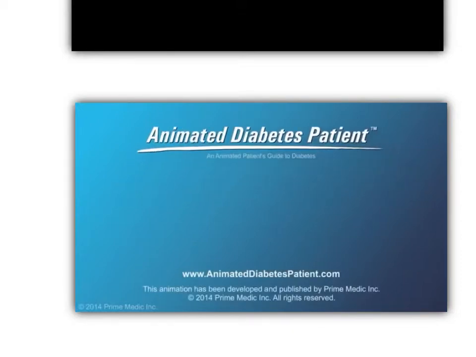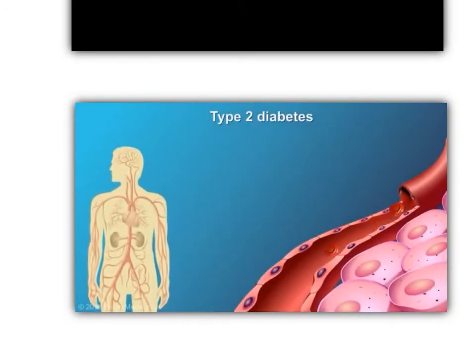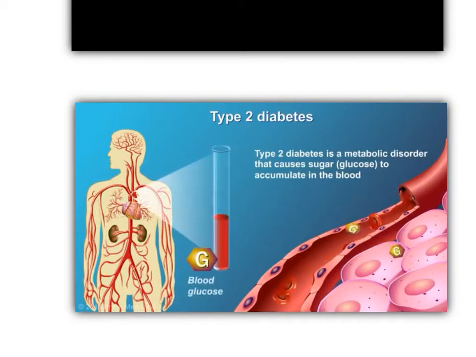And moving on to look at type 2 diabetes, I've got another animation here. Understanding type 2 diabetes. Type 2 diabetes is a metabolic disorder that causes sugar, in the form of glucose, to accumulate in the blood rather than being used as fuel by the cells in our body.